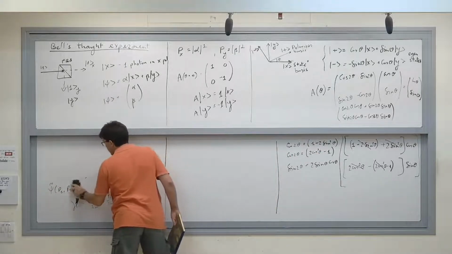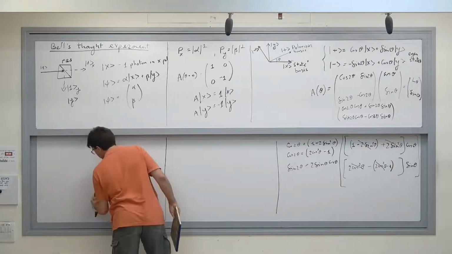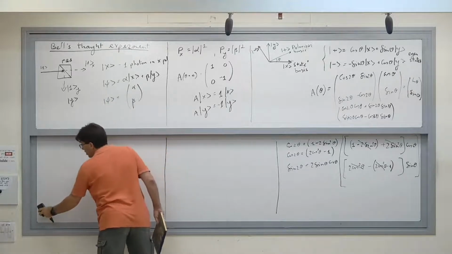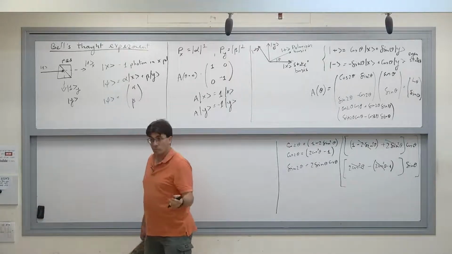Okay, so that was defining the polarization operator and polarization basis. We didn't say anything about two photons yet. So far we were discussing just one.